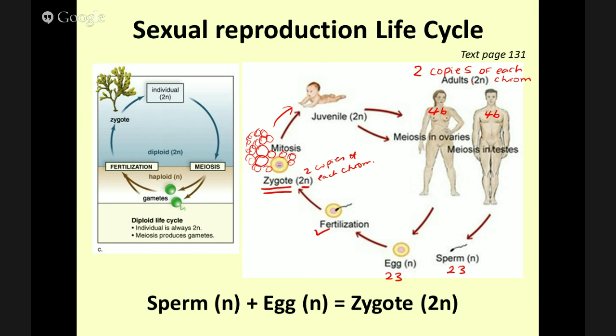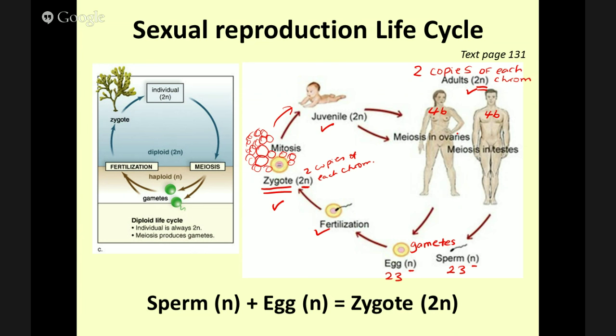The key thing to notice here is that when you're an adult, you're 2N. You have two copies of each chromosome. The only time you see the single N by itself is when you have these gametes. Remember, the egg and the sperm are called gametes, and they have just N. So think about it: N plus N equals 2N. The only time you have this single set of chromosomes, 23 chromosomes, is when you're looking at these gametes. At all other points in the life cycle, in the zygote, you're 2N. In the juvenile, the baby, you're 2N. And in the adult, you're 2N.